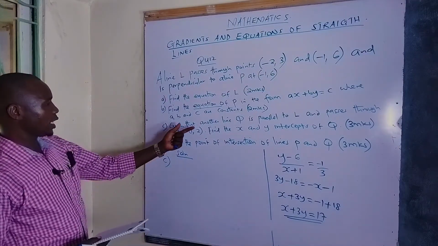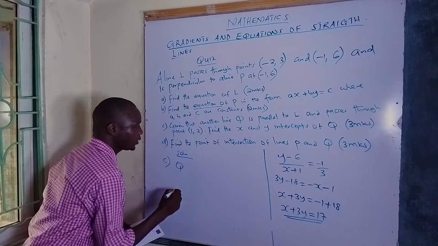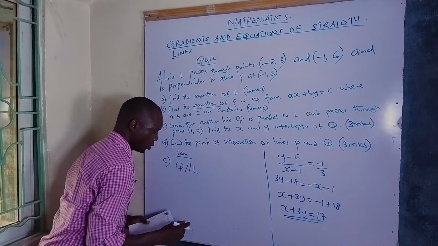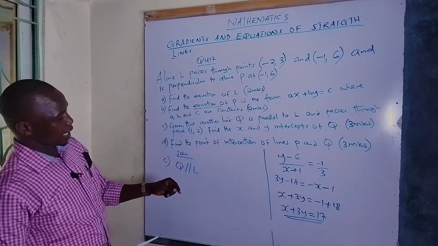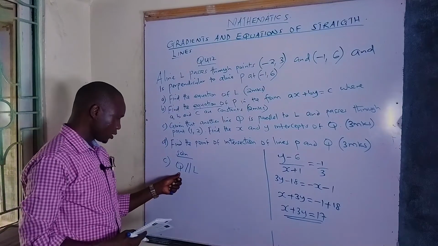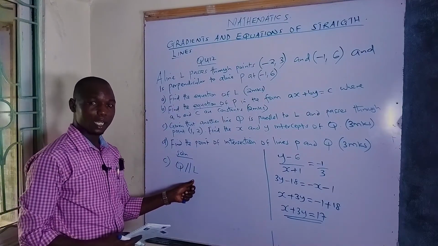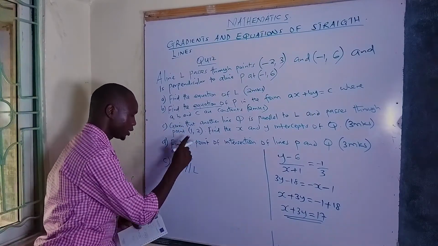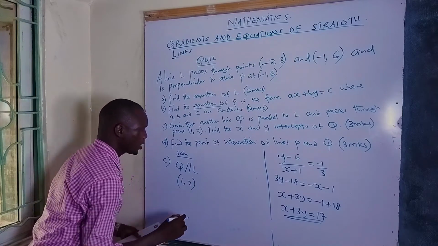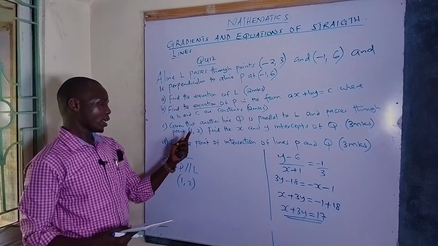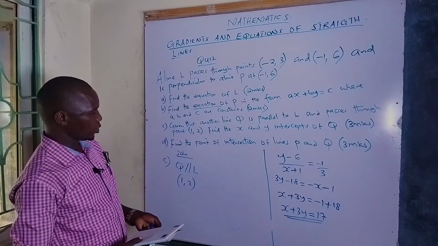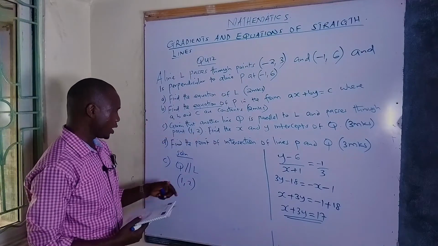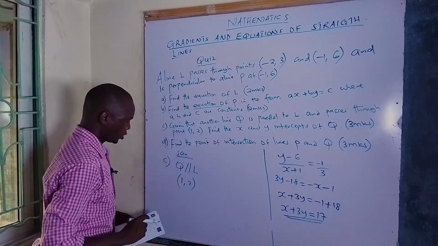Part C reads, given that another line Q. So we have a line Q here, and the line Q is parallel to L. What do you know about parallel lines? Parallel lines have equal gradient, meaning the gradient of Q and the gradient of L are the same. So line Q passes through point 1, 2. And what they need is the x and the y intercepts of Q. We cannot get the x and the y intercepts if we do not have the equation of line Q. And that means we need to get the equation of line Q.